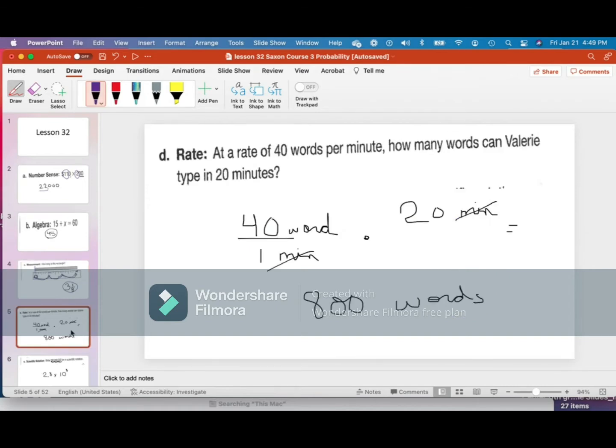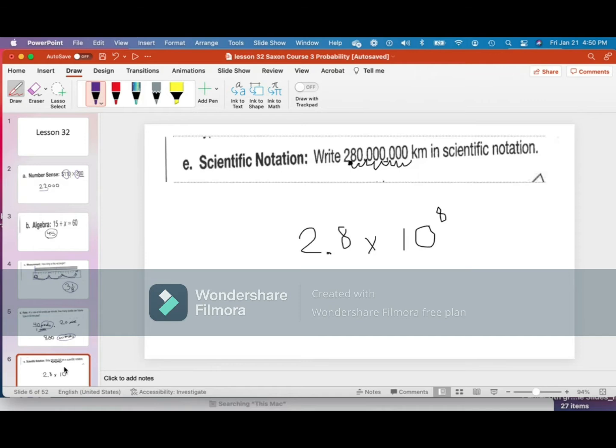At a rate of 40 words per minute, how many words can Valerie type in 20 minutes? So 40 words per minute and 20 minutes. The minutes will cancel. Your units can help you figure out if you're doing it correctly. And we are left with words, which are right there. And 40 times 20 is 800. So 800 words is what Valerie will type.